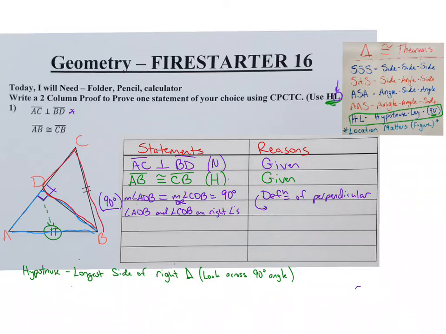And I notice that DB is red and blue, which means that I get to say DB is congruent to BD, and that's the reflexive property. Remember, that is one of the few things that you can find by just looking at the picture, and that's a leg.